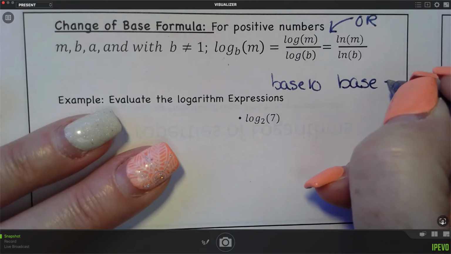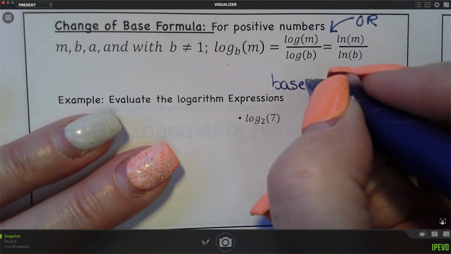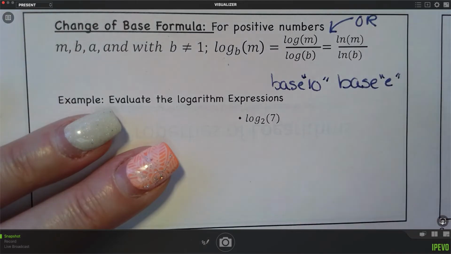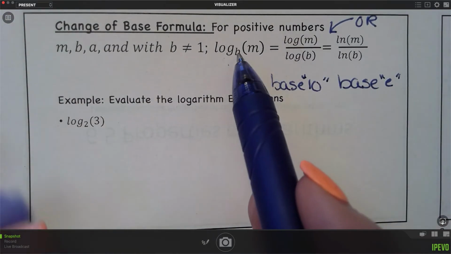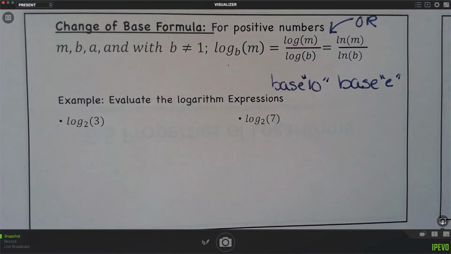And I do expect you to remember that. I'm not going to tell it to you. Not very hard, right? Where's the base go? In the bottom. The of goes up top and the base goes in the bottom.